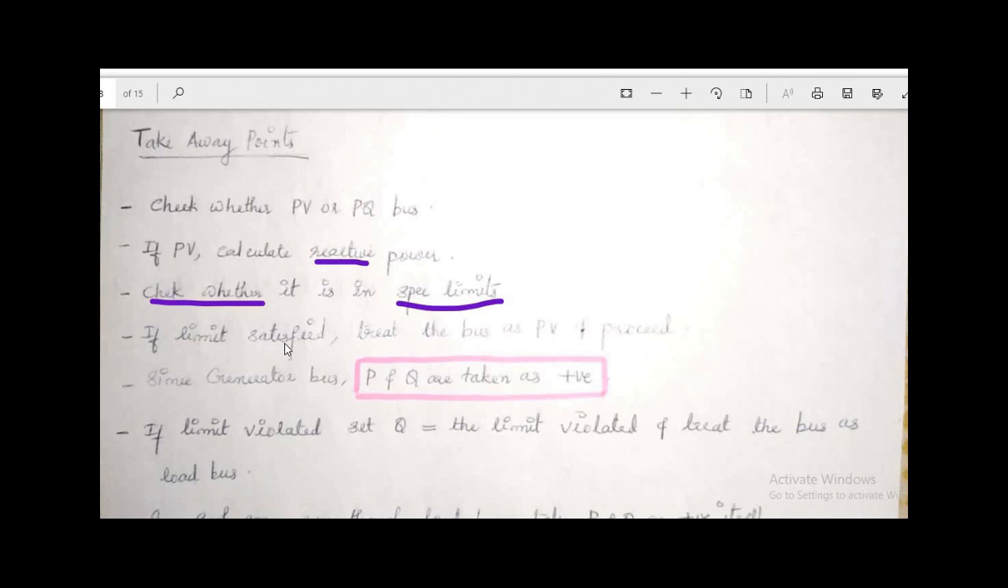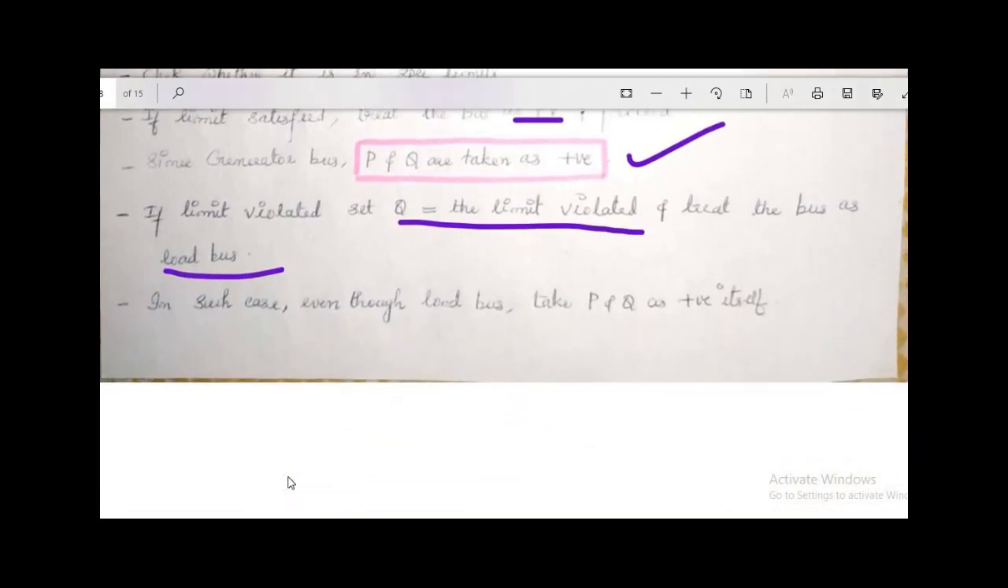If the limit is satisfied, what do you need to do? You can treat the bus as a generator bus itself and proceed in the similar way. Since it is a generator bus, P and Q will be taken as positive. Now, if the limit is violated, you need to set Q as the violated limit and treat the bus as a load bus. In such cases, even though it is a load bus, take P and Q as positive itself. This was the case that we were addressing right now.